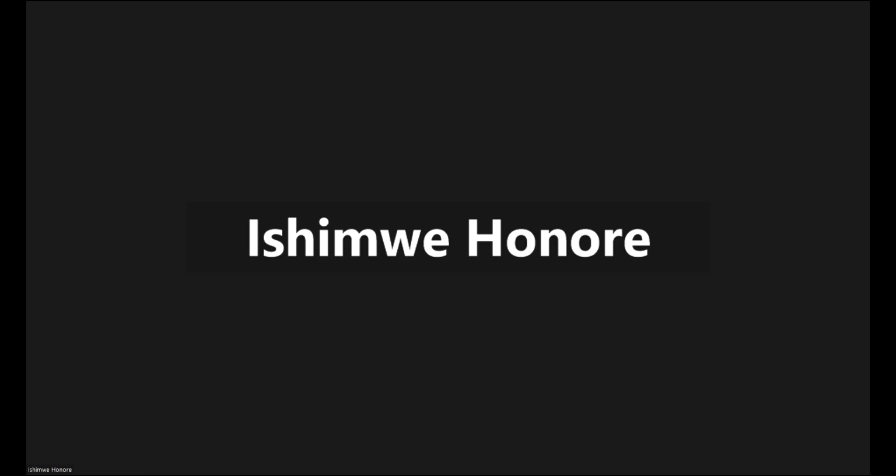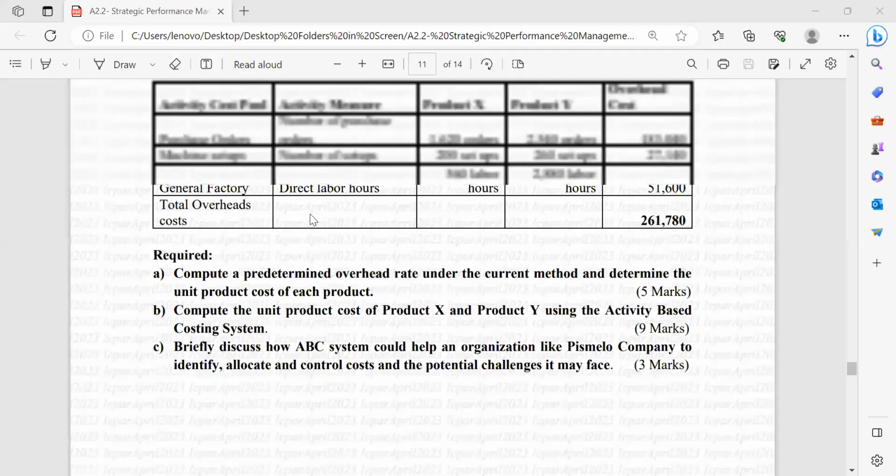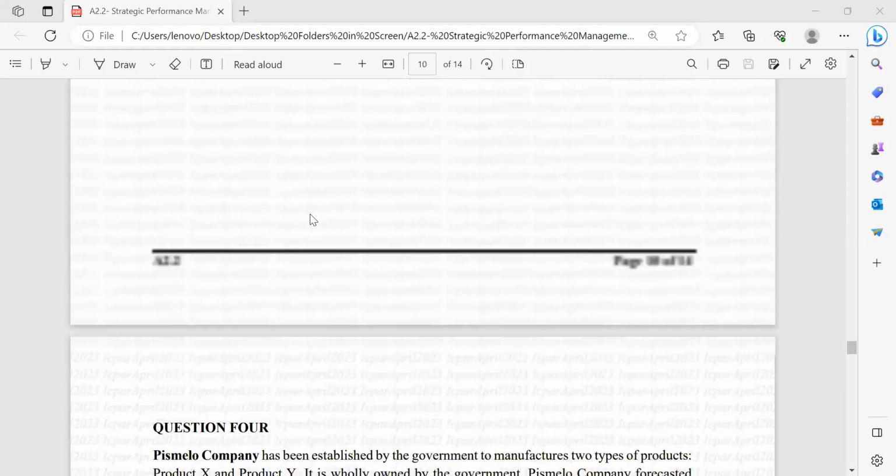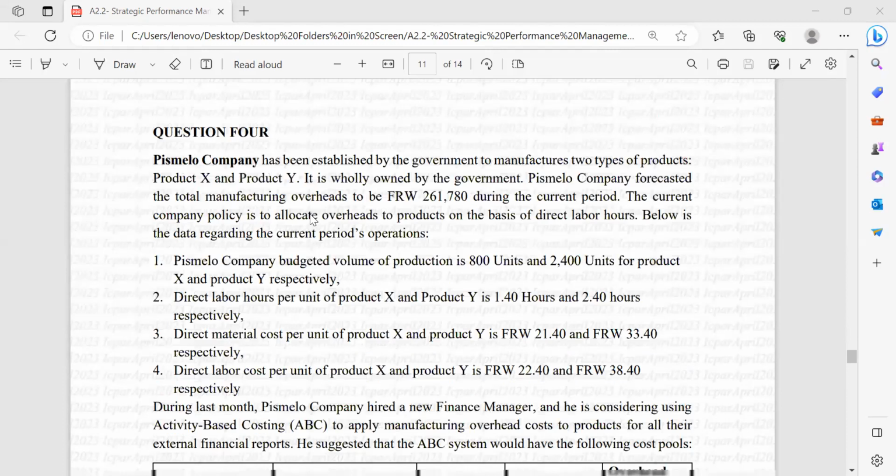Hello. So now let's do part 2 of activity-based costing. We are going now to correct question 4 of the previous paper, April 2023, CPA. So question 4 was about, okay, let's read it.